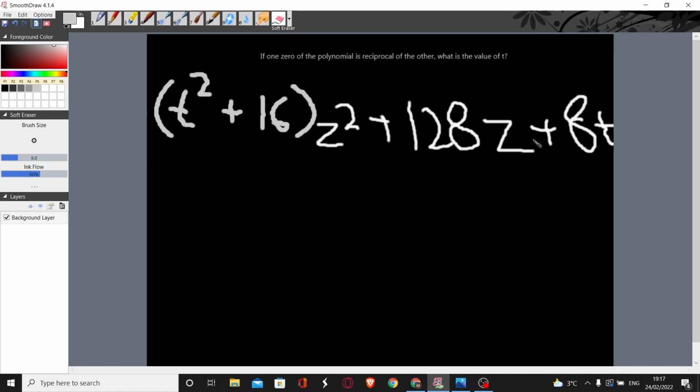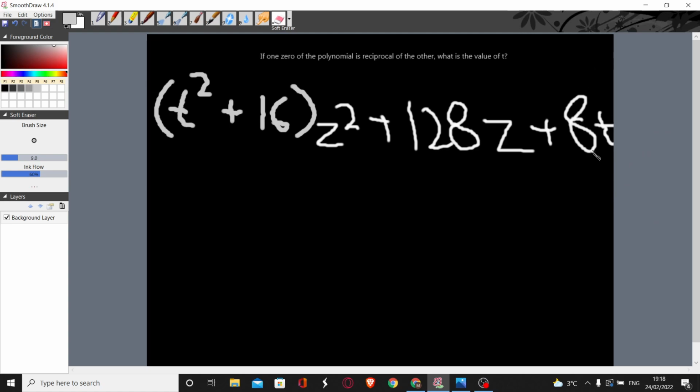Okay class, today we'll be solving this math problem. The question is, if one zero of the polynomial is a reciprocal of the other, what is the value of t? As we can see, the equation we have is (t squared plus 16) z squared plus 128z plus 8t. So guys, since this is a quadratic polynomial, it means that this t here is a number.